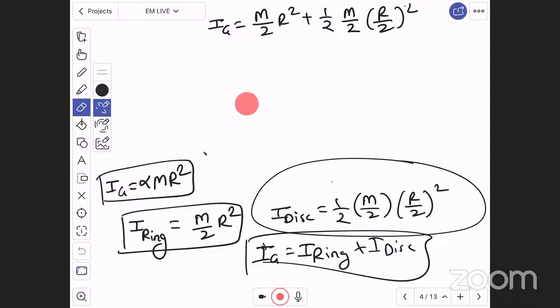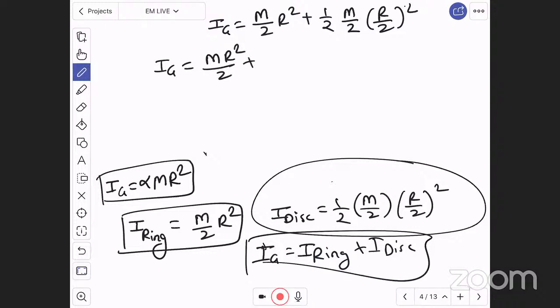ओके, now let us solve this question. Therefore, Ig is equal to capital M r square by 2 plus m r square divided by 2 into 2 is 4, into 4. 2 square is 4. Right. 2 into 2 into 4, 16. It will become 16. Right. Now let us solve this.